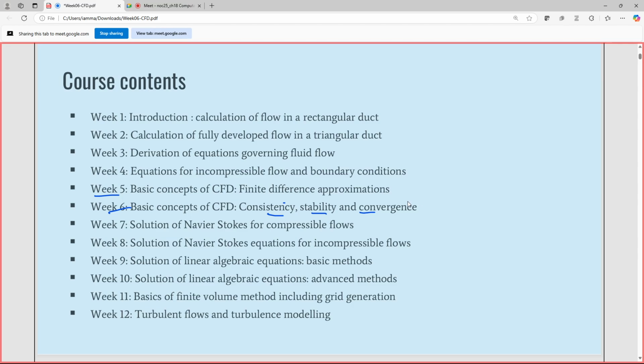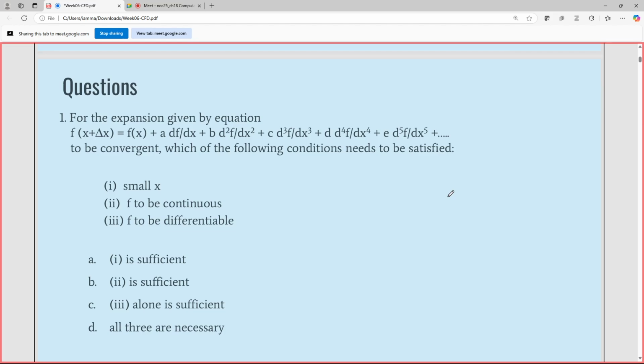So let's start with the questions. In this interactive section, we'll be discussing questions based on the course content followed in the previous week. I'll be reading out the questions for you, and you can take your time, try to answer the question by yourself and inbox your answers. Then we will discuss the answers. So let's start with this section.